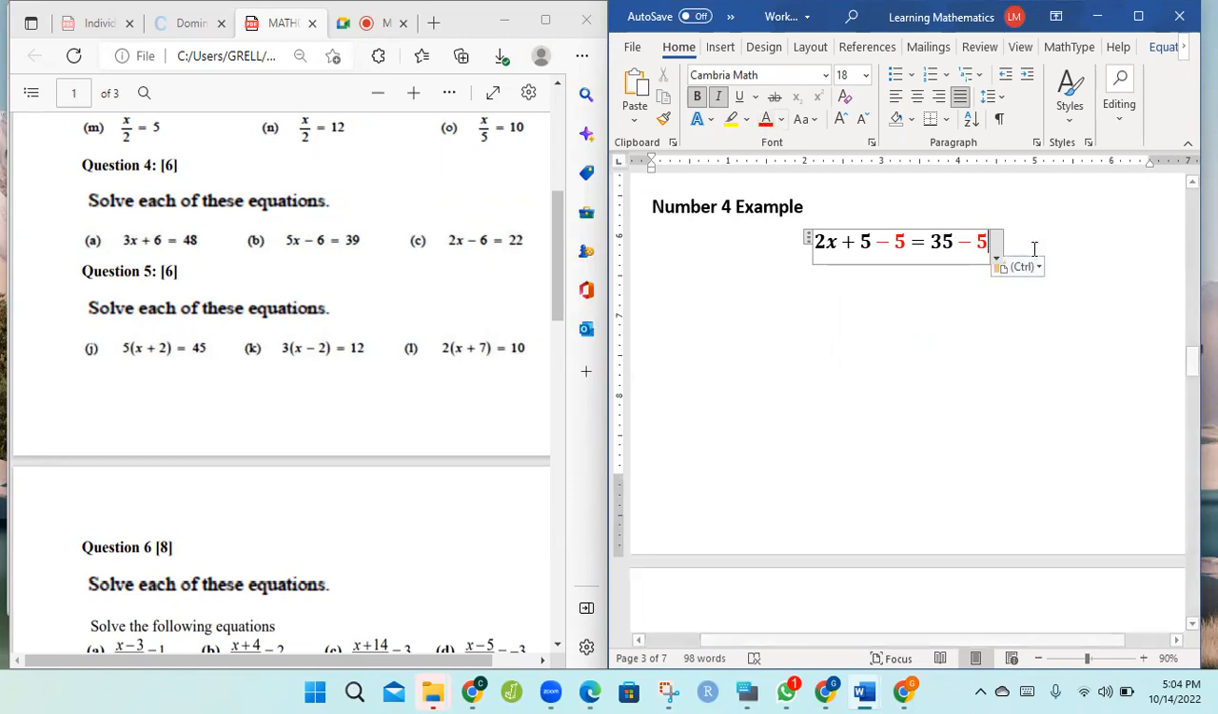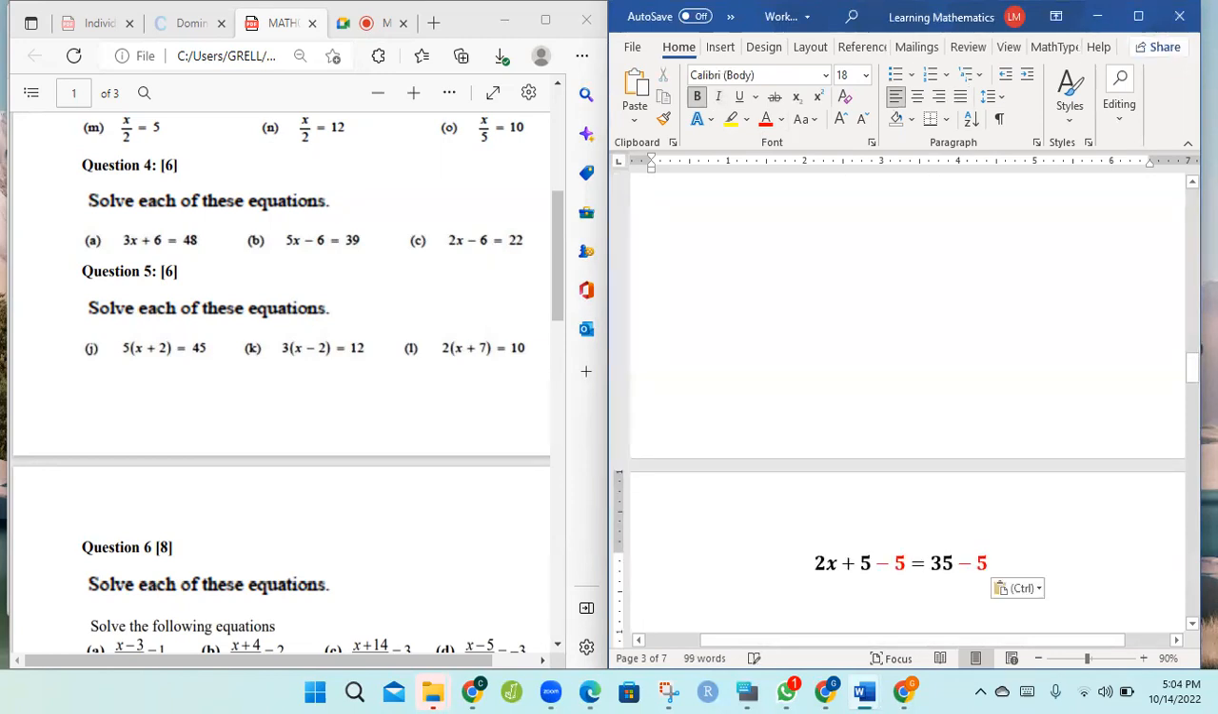So 5 minus 5 will give us a 0. So 5 cancels out. And 35 minus 5 will give us 30.